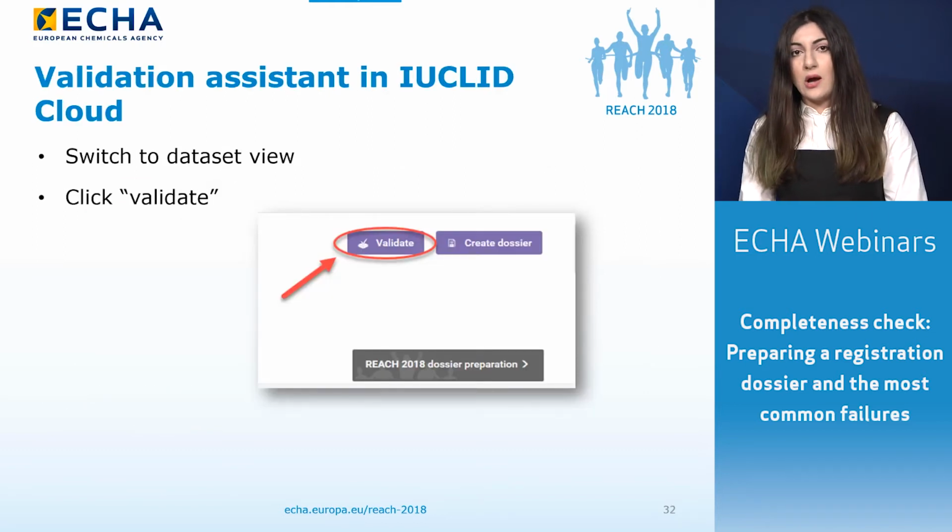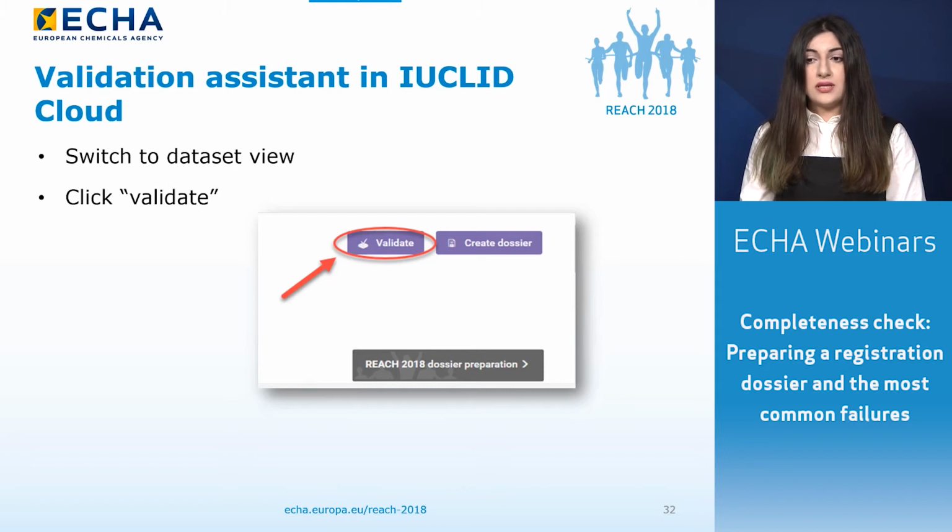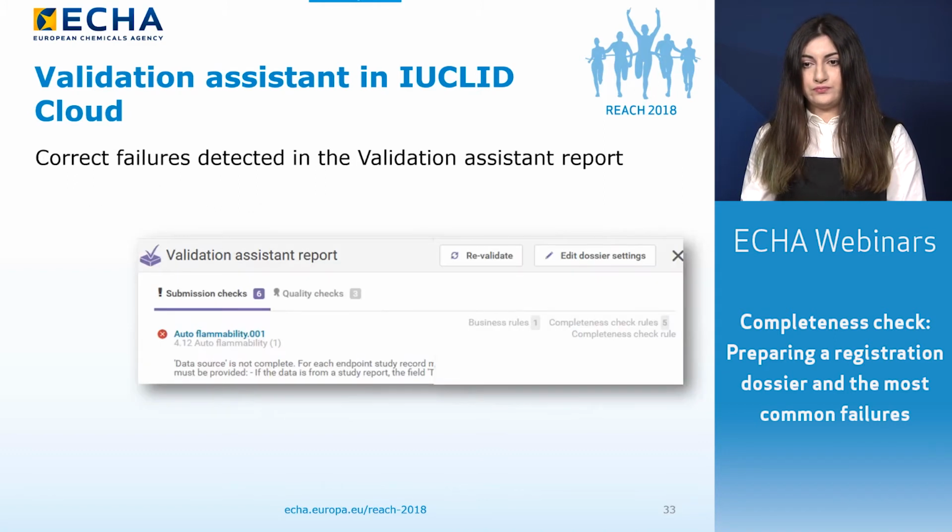Now let's have a look at how to run the Validation Assistant plugin in Euclid Cloud. First of all, you would need to access your substance in the Substance Dataset view. At the top right corner of the Dataset view, click on the Validate button. As a result, the Validation Assistant report is generated as presented on this slide.